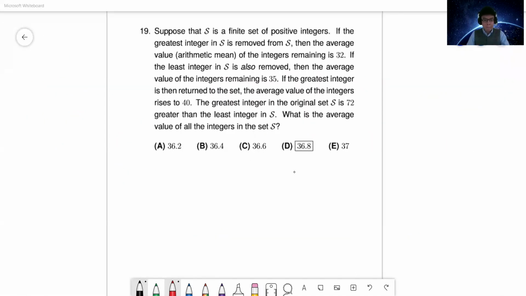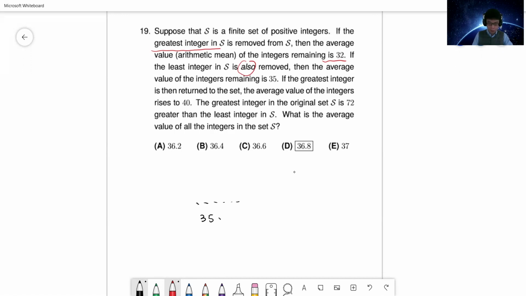Question 19. S is a finite set of positive integers. Let's list from the smallest number to the largest number. If the greatest number is removed, the average equals 32. If the least number is also removed, meaning we remove both the least number and the largest number, the average of the remaining integers is 35. For the middle numbers, we have the average to be 35.